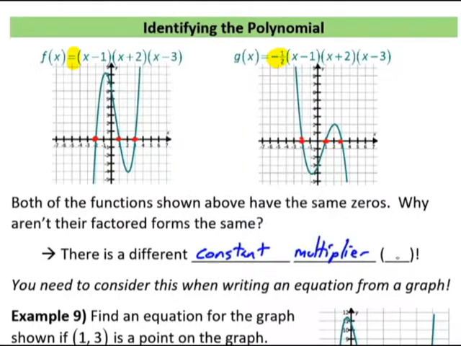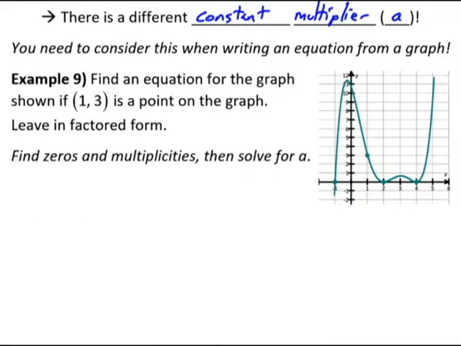We typically use the variable a to represent the constant multiplier. This is consistent with the a that we've seen in graphing transformations as a vertical stretch. When we're finding an equation, we need to consider that there may be a constant multiplier. In fact, there will be. I'll show you how to set that up in just a moment.